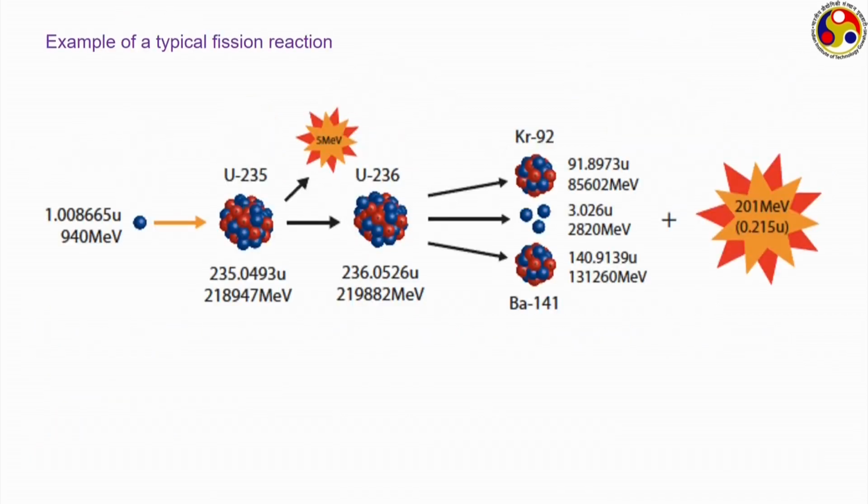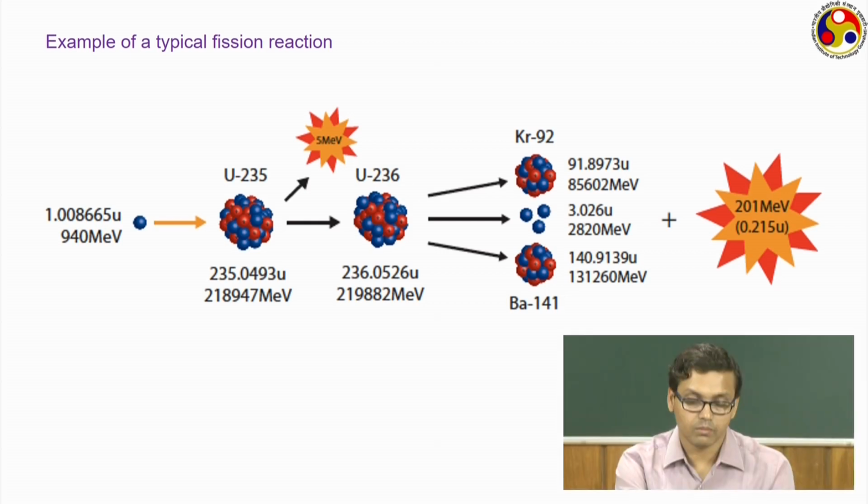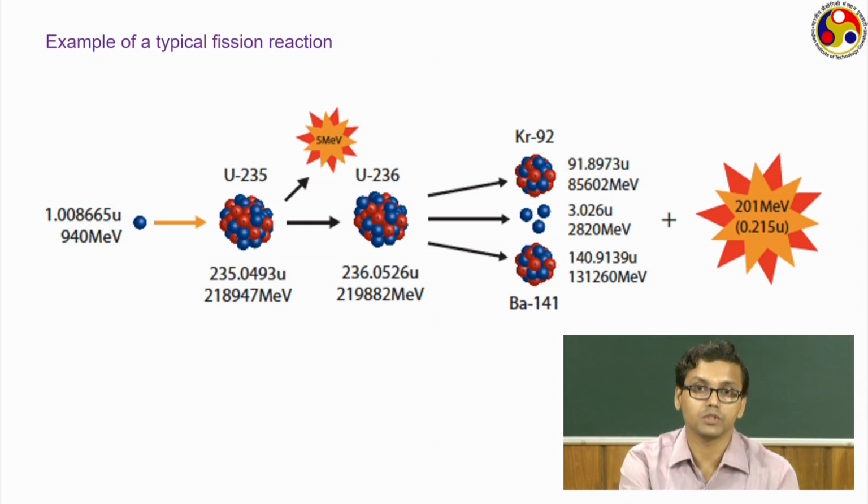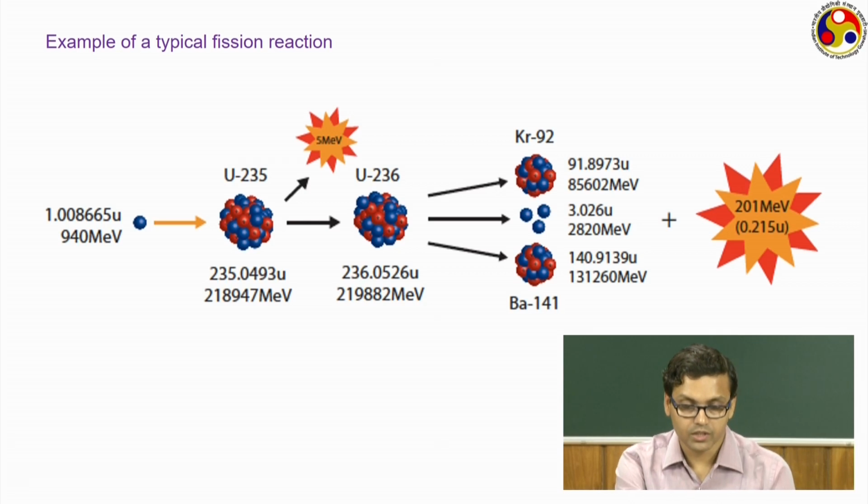Here we have an example of a typical fission reaction. We do not need to go into questions like why or how it is happening. Let us just observe the numbers. Here we can see one U-235 nucleus being struck by one neutron, and because of this it gets converted to a U-236. You can think that the neutron has been swallowed by the U-235, giving rise to a U-236 nucleus, and this reaction is associated with the release of energy amounting to 5 MeV.